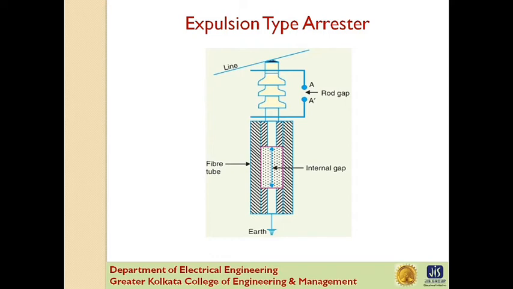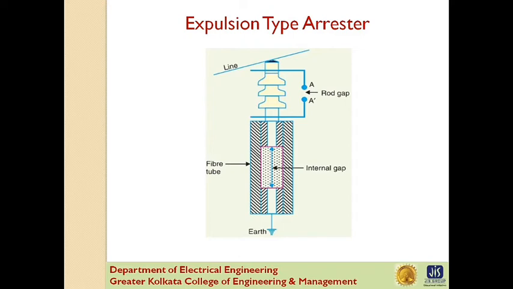The gap in the fibre tube is formed by two electrodes. The upper electrode is connected to the rod gap and the lower electrode to the earth. One expulsion arrester is placed under each line conductor. Now on the occurrence of an overvoltage on the line, the gap A dash is spanned and an arc is trapped between the electrodes in the tube.